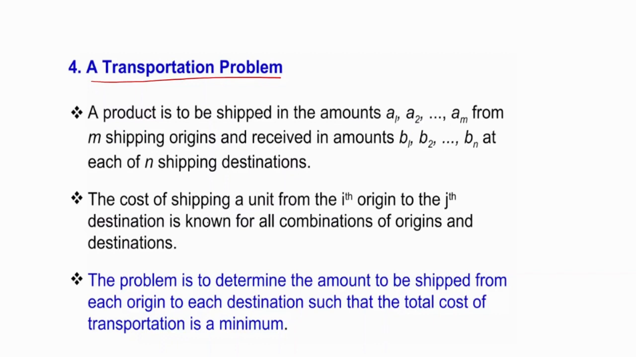So the cost of shipping a unit from the ith origin to the jth destination is known for all the combinations of the origins and their destinations. So the problem is to determine the amount to be shipped from each origin to each destination such that the total transportation cost is minimum. So again, we have a minimum problem, a linear programming problem.